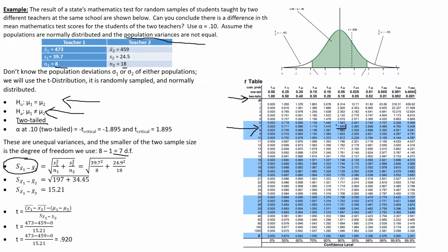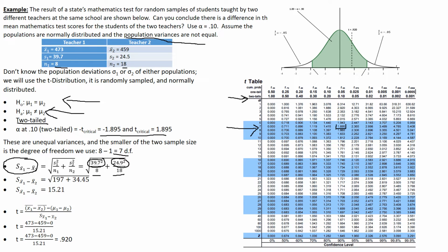So it'd be plus or minus 1.895, which is what I've written here. Now, since our variances are unequal, let's find our combined sample deviation. The sample deviation of 1 is 39.7, so it's 39.7 squared, divided by the number of samples, 8 here. The second one's 24.9 squared, divided by 18.